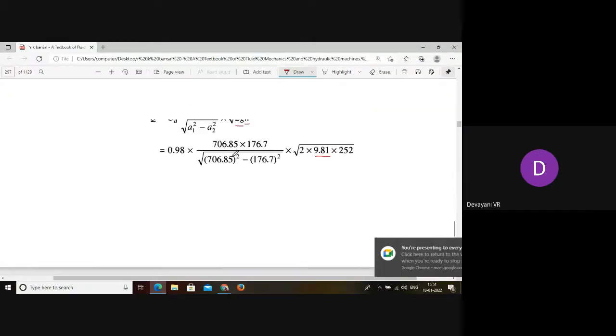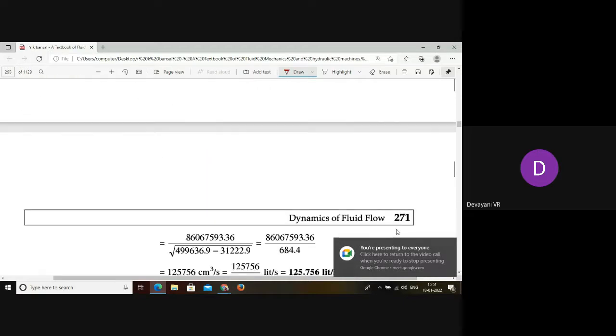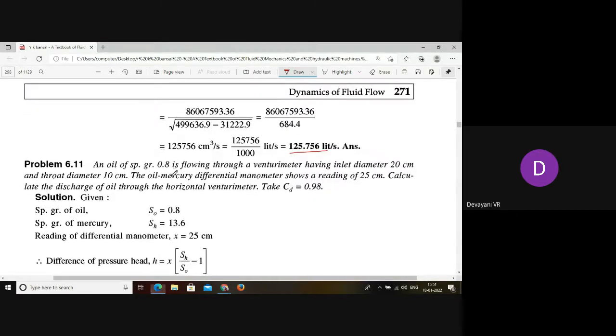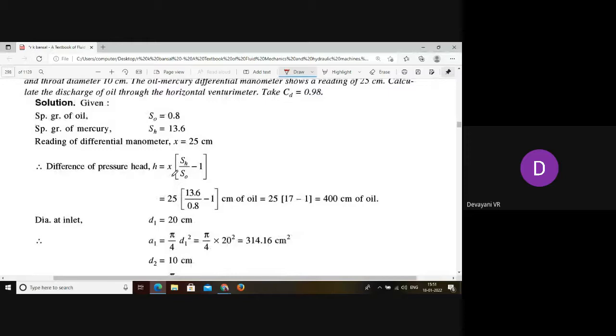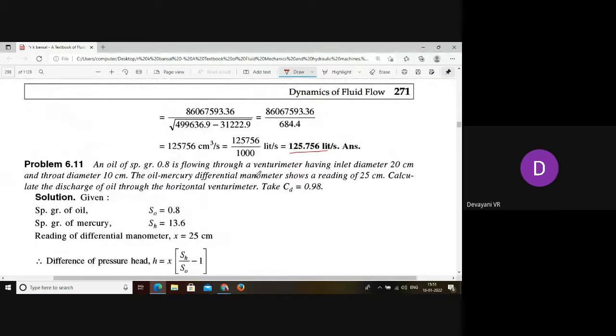So that is about the derivation and the problem related to the venturimeter. So let's discuss another problem of venturimeter. In this problem they have given an oil. Here the oil is flowing through the venturimeter, so the flowing liquid is oil, and for the oil they have given the specific gravity. So I'm reading the problem, listen carefully.